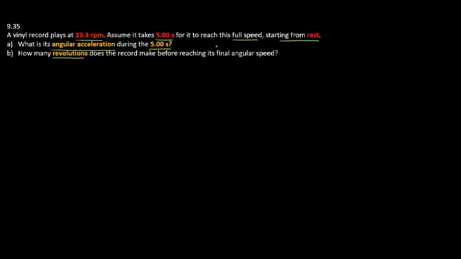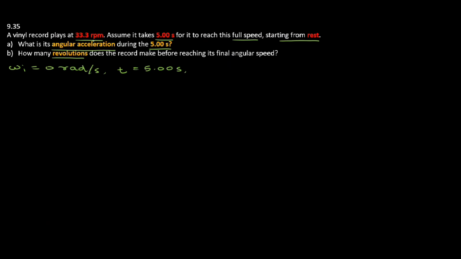Now the vinyl record starts from rest. So we can take its initial angular velocity omega i to be equal to 0 radian per second. And it takes 5 seconds to reach the maximum speed, so my time t will be 5 seconds. At the maximum speed, it plays at 33.3 revolutions per minute.